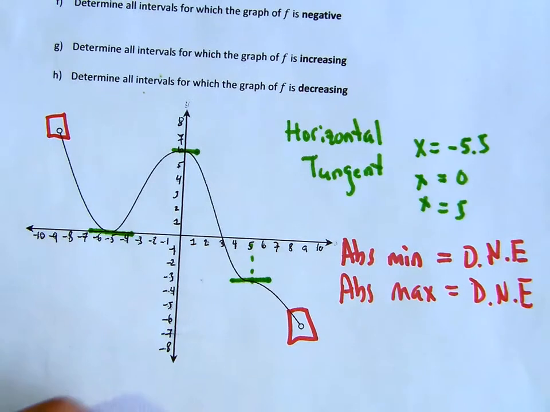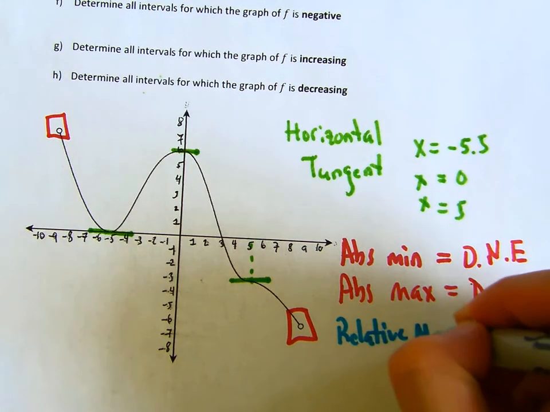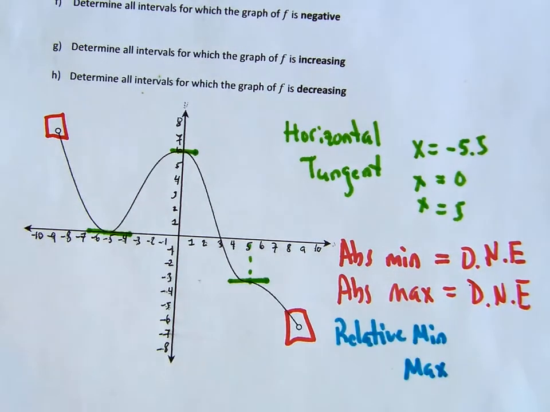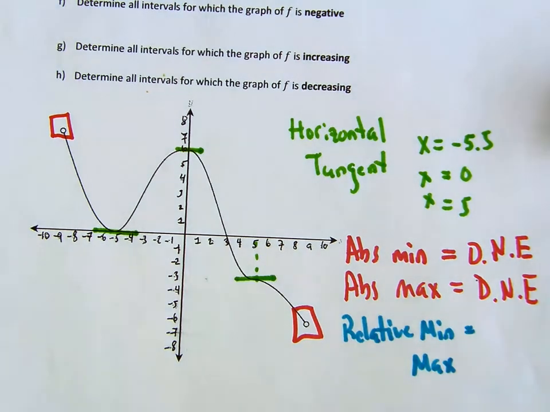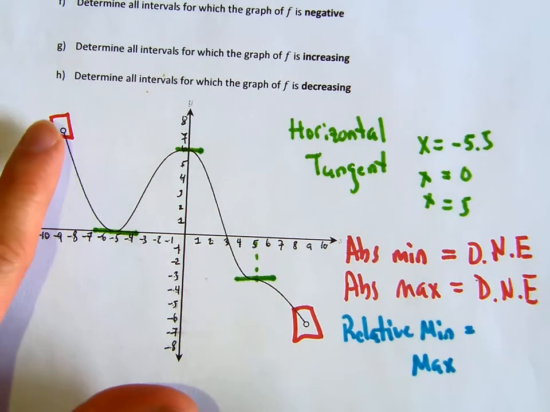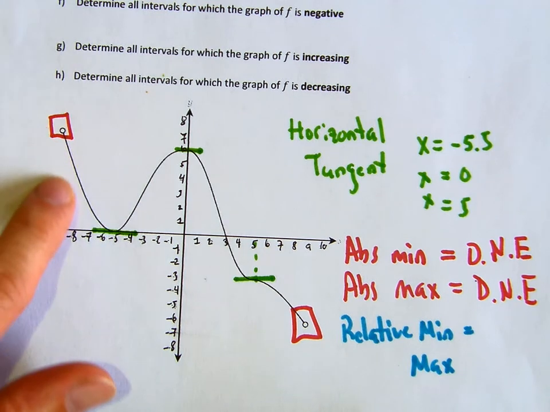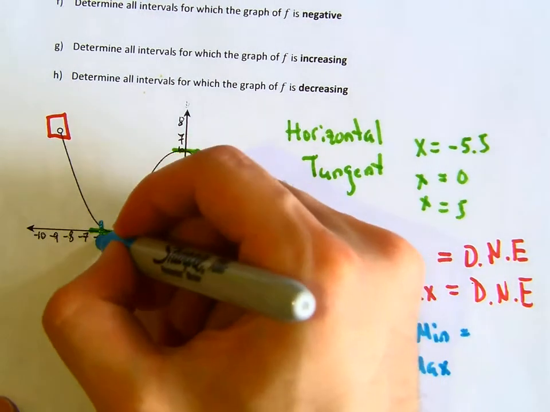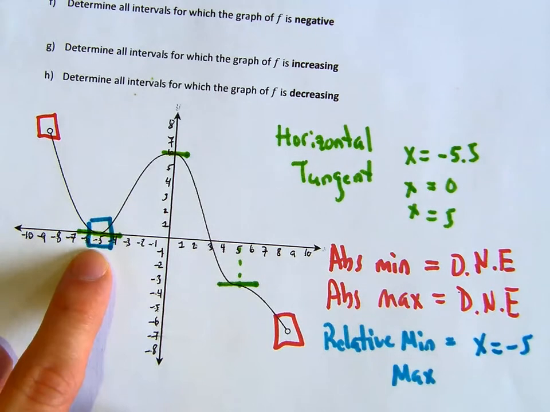Okay, what about relative min and relative max? Where would a relative min occur? Remember, the relative min occurs from when the slopes go from negative to positive. So here, notice, what are the slopes of the tangent line? The slopes are negative, negative, negative, 0, positive. So this would be a relative min at x equals negative 5.